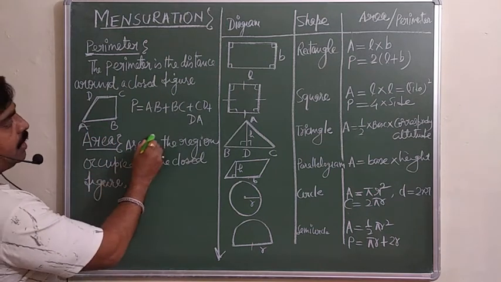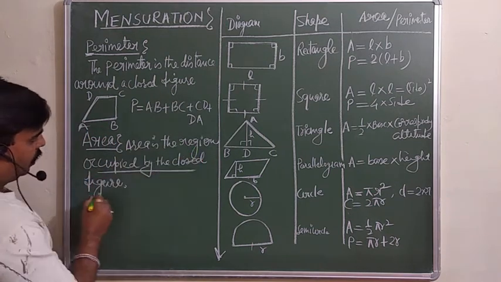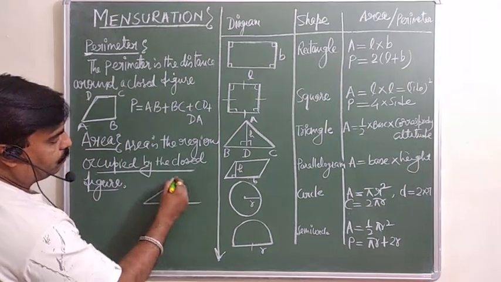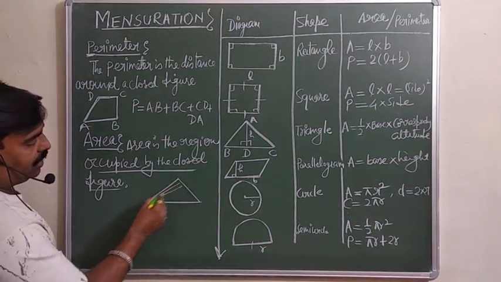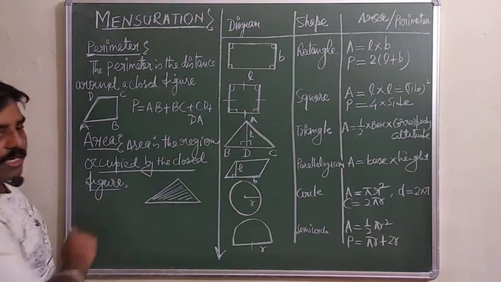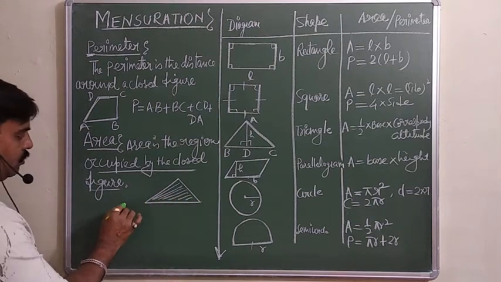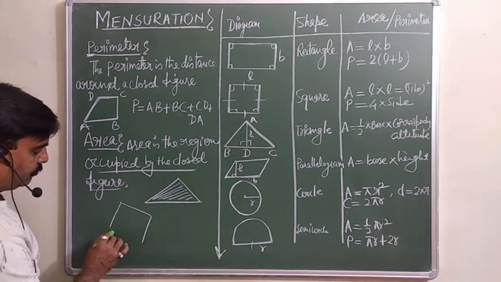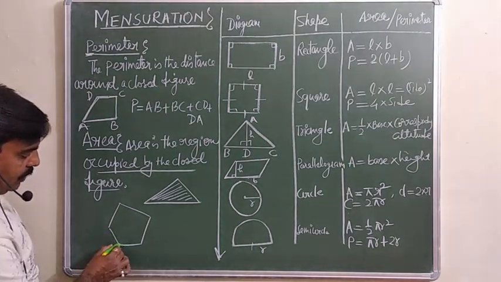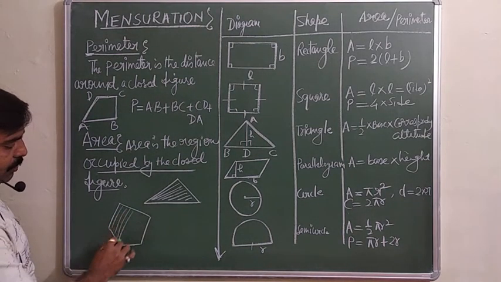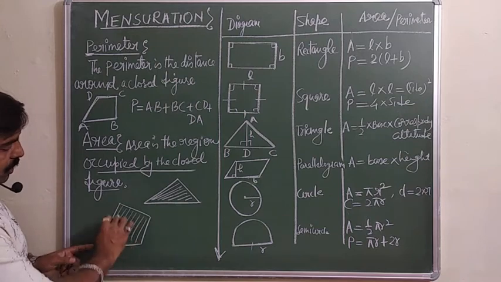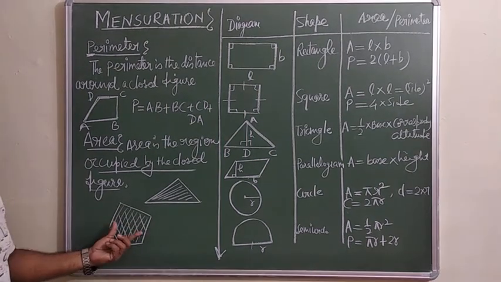If we talk about the area, it is the region occupied by the closed figure. Any closed figure is there. Suppose this is your closed figure. This is the area which is occupied by this closed figure. That is the region, that is the area of this one. If your figure is this one, then the area is the region which is enclosed within it. So this is the area of this closed figure.